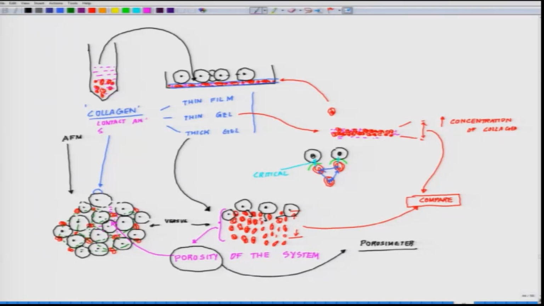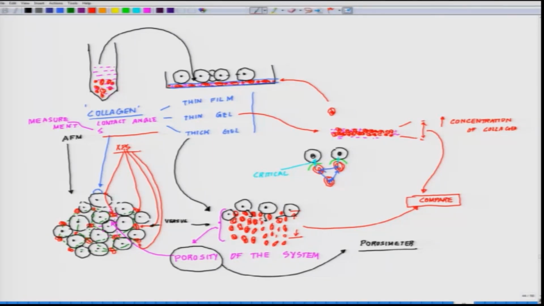Then comes contact angle measurements. Once you do contact angle measurements, you should do an XPS. That will give you the surface characteristics of the native gel. I have just added the cells, but do not get confused.